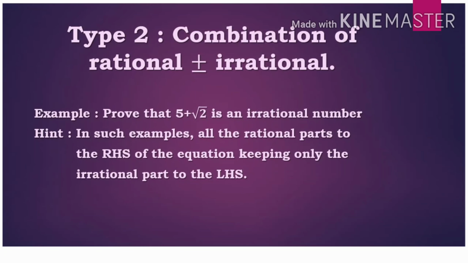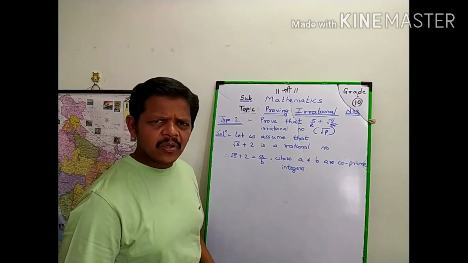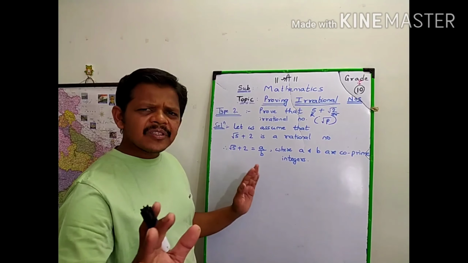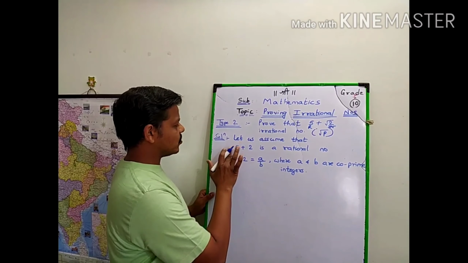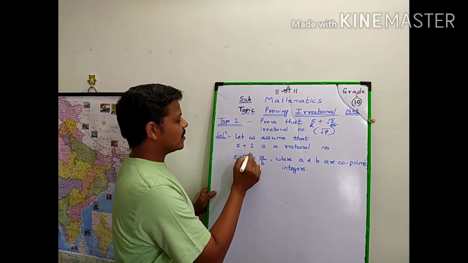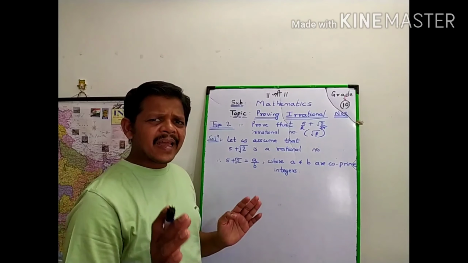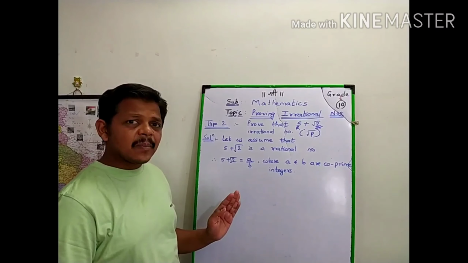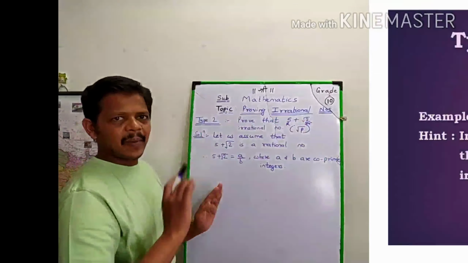So if 5 plus root 2 is rational, what can the rational number be? Of the form a upon b or p upon q, any form, that doesn't matter. Now this is a very simple thing. The hint you can also see: just keep the irrational part on the left hand side and pass on the rational part to the right hand side.